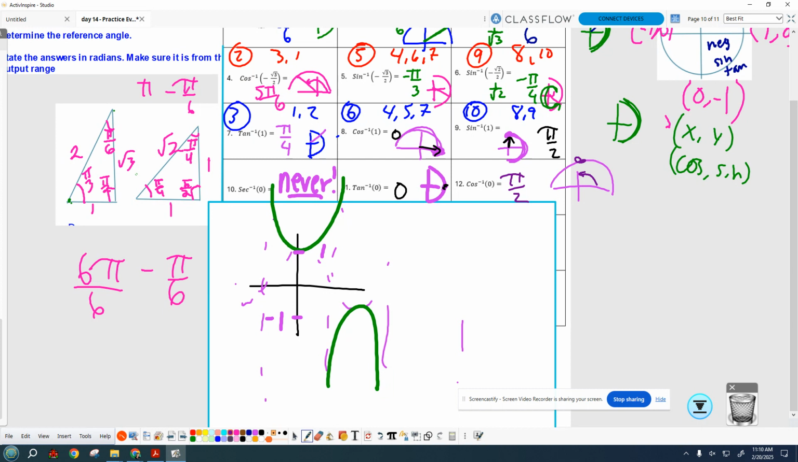Okay. The homework is to finish this sheet through page 33 minus the ones that I've crossed off.